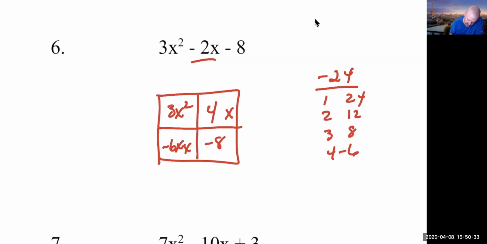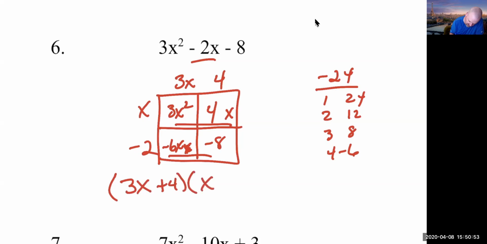Then we start looking for our GCFs on each row and column. So 3x and 4x is x. Negative 6x and negative 8 is negative 2. 3x and negative 6x is 3x, and 4x and negative 8 is 4. So we get 3x plus 4 and x minus 2.